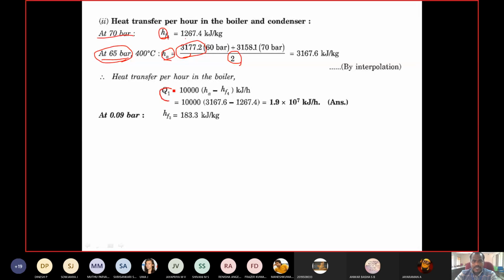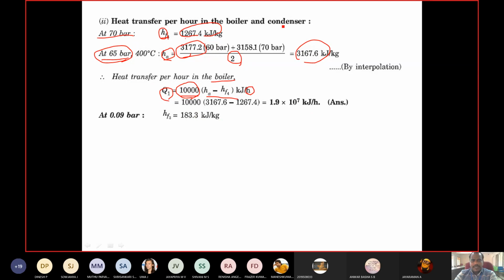The thing is, we have to calculate the heat transfer at the boiler and condenser. At the boiler, the heat transfer is m into H3 minus HF4. Because here we are using kilojoule per hour, we can directly use the mass flow rate in kg per hour. We need not convert this into kg per second. If we use the given values, we can find the Q value at the boiler.